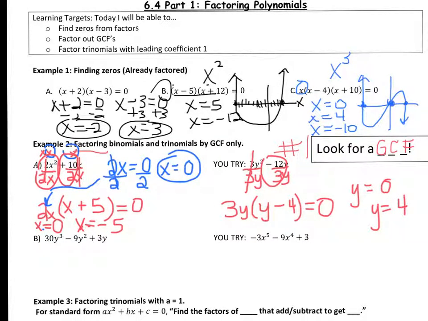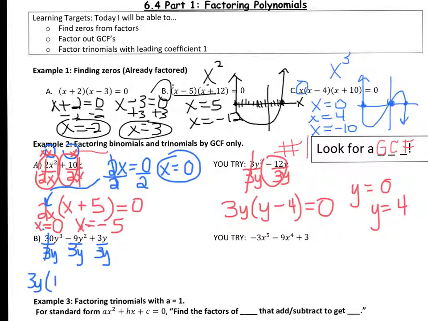When we have three terms to get a greatest common factor from, we have to make sure it divides into all three of them. So all three of these can be divided by 3, and they all have a y to be divided by. So we write the 3y out front, and we write the leftovers inside parentheses.